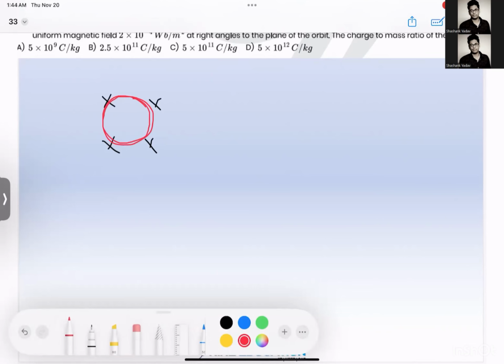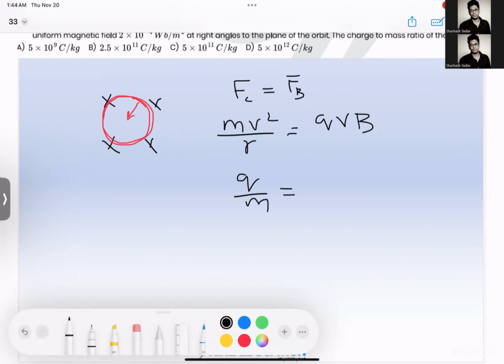We know that this happens only when there is a centripetal force. We can say that here the centripetal force is given by the magnetic force. Centripetal force is mv square by r, and the magnetic force is given as q into v into b. Here they're asking us what is q by m. If we adjust these things, we will get q by m to be v by b into r.